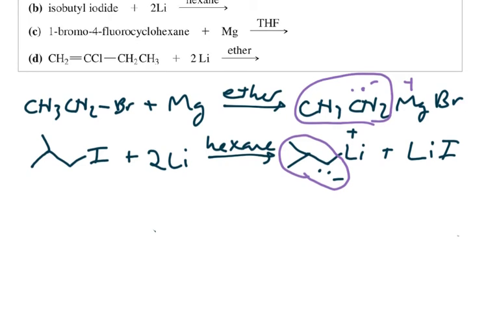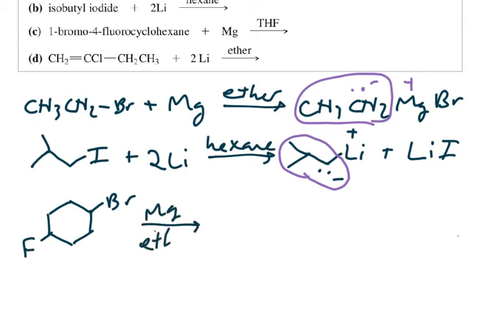So this is 1-bromo-4-fluorocyclohexane and magnesium. So try to draw out that structure because you should know your IUPAC nomenclature by now. Okay, so I'm going to draw this out. Cyclohexane, 1 bromo, 4 fluoro, and we have magnesium and ether. So hopefully we know this is a Grignard reaction. We're making a Grignard reagent.